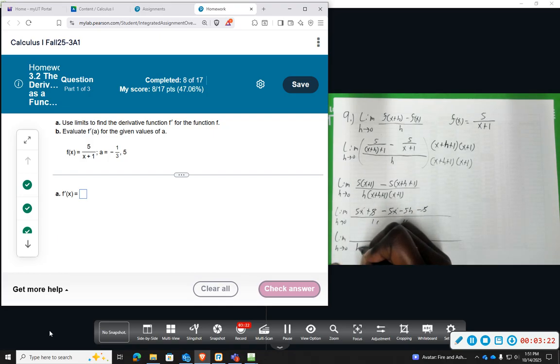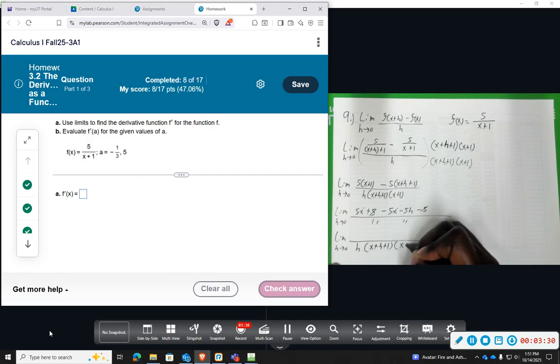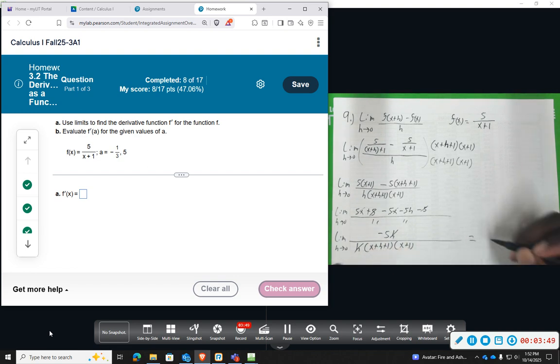So we'll have our h, x plus h plus 1, x plus 1. And then the negative 5h, so we can factor out an h, and at that point I can now plug in 0 for h using direct substitution. So when we plug in 0, this term just cancels out, leaving me with x plus 1 and x plus 1. So our final answer will be negative 5 divided by x plus 1 quantity squared. So this will be our derivative.